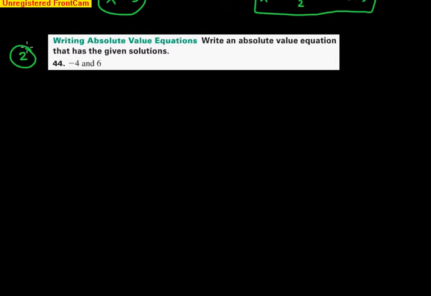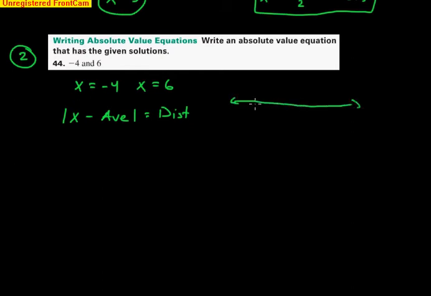Okay, here's the second problem. We're going to write an absolute value equation that has these given solutions. So now this is kind of going backwards. It's telling me that x is negative 4 and x is 6. What is the absolute value equation that represents this? Well, remember, we are looking for something like this. The absolute value of x minus the average equals the distance. So again, if I have a number line, negative 4 here, 6 here, the middle is the average, and the distance that I'm talking about is the distance from each number to the average.